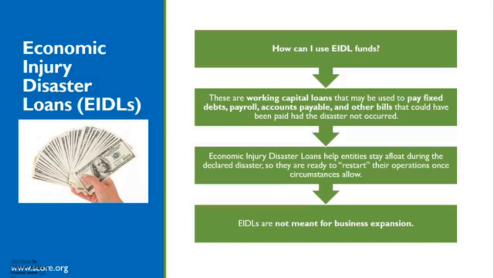You can pay off your accounts payable with this loan, and you can use it for other bills that you would have normally paid in the course of doing business, but when the disaster occurred, it shut you down. The loan will help you stay afloat during this declared disaster. So the purpose is to let you restart your operations once you can, so you want this money to help you get through the bad period until you can get yourself opened again and get rolling and earning more revenues.